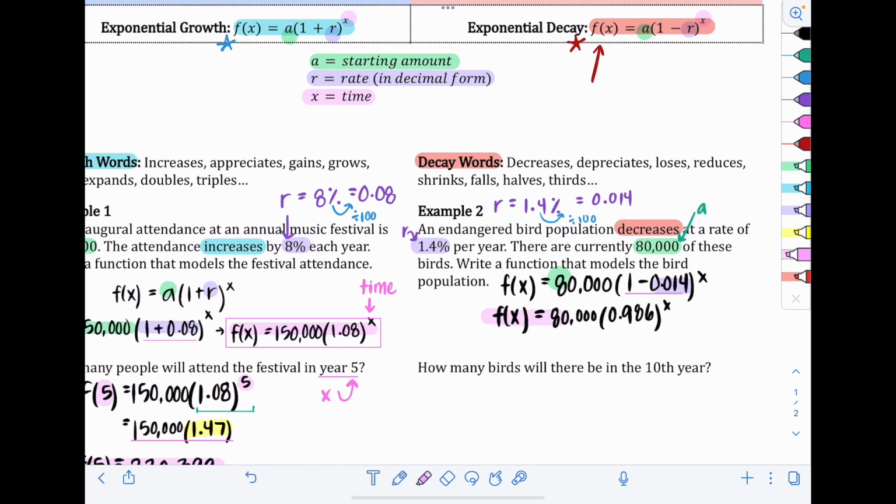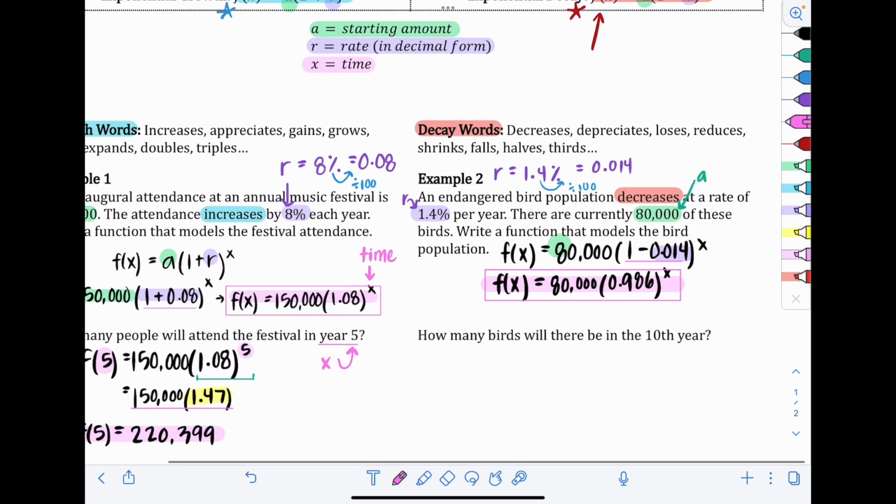So this is our function that represents the bird population for any amount of time, because we just left x in there. Again, just having bad luck with the rectangle today. Okay, sorry. So f of x equals 80,000 times 0.986 to the x power, and again, this represents any year because we're leaving x there. And then for the second part, it says how many birds will there be in the 10th year? So remember that x represents the year.